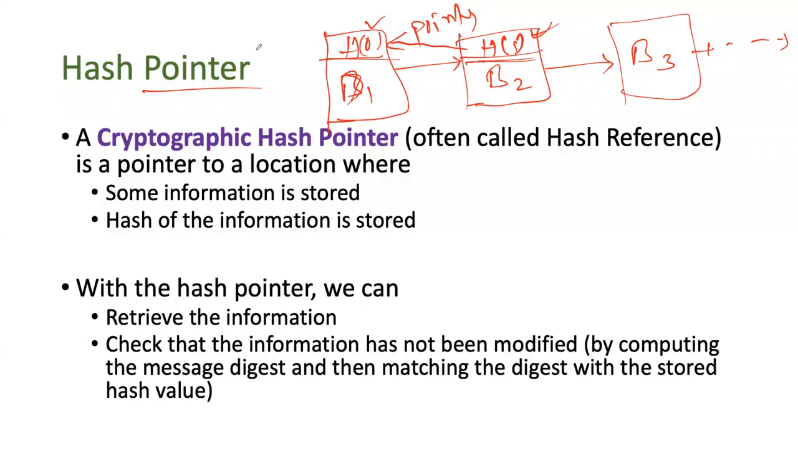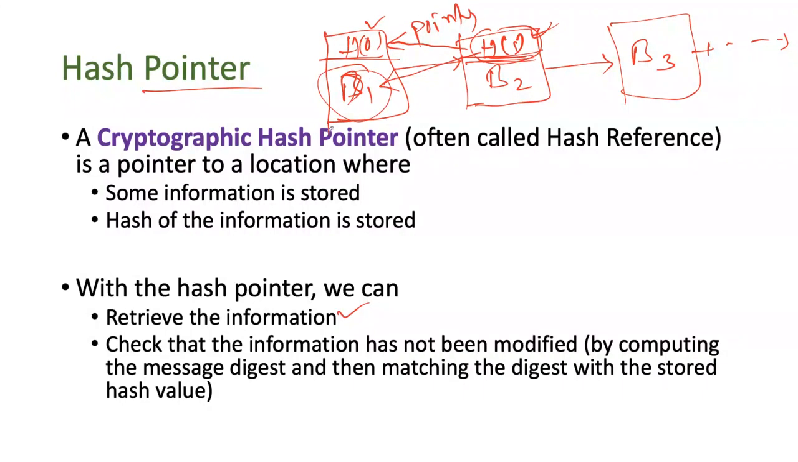So this hash pointer value is based on this data. It gives where this information is located. So with the hash pointer, we can retrieve the information. With this hash pointer, we can retrieve this information, from where that information is located.